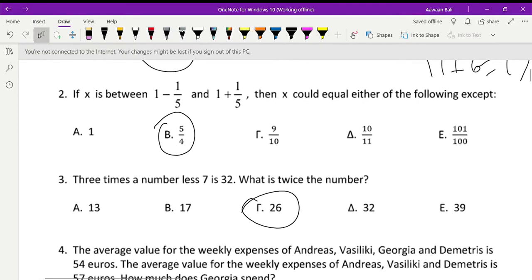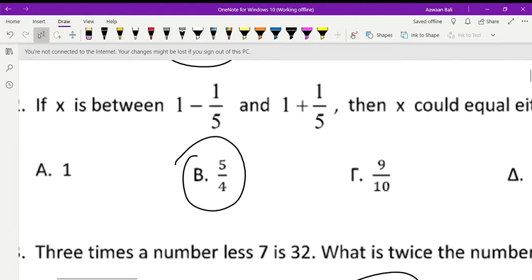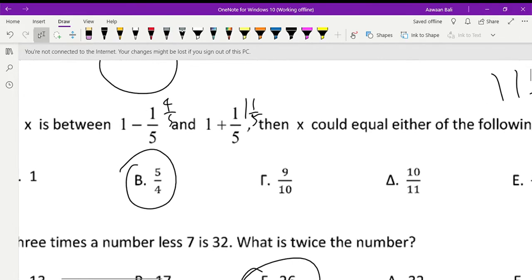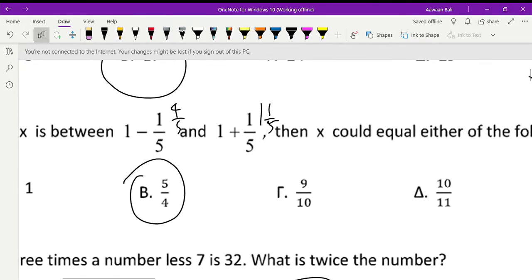Question number 2. If x is between 1 minus 1 upon 5 and 1 plus 1 upon 5, then x could equal either of the following except... Okay, so the reason the answer is 5 upon 4 is because... Now basically, if this is 1 minus 1 upon 5, that's 4 upon 5. And this is 1 plus 1 upon 5, 6 upon 5. So obviously 1 would be in the middle, so alpha is okay. Then that would be easier.